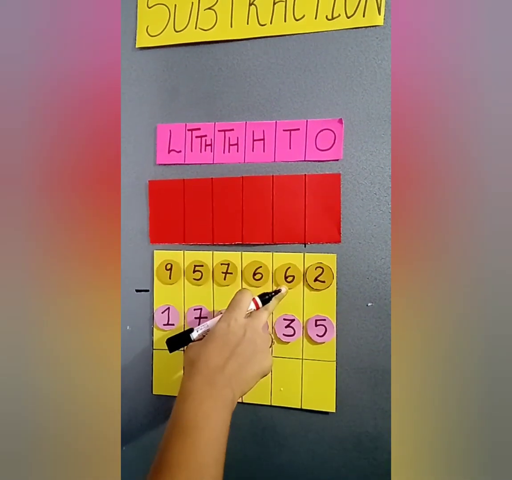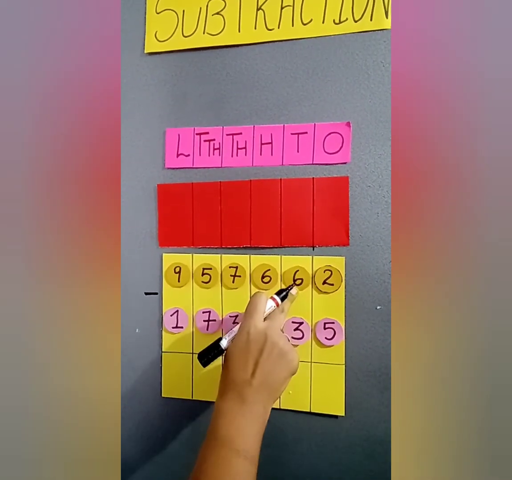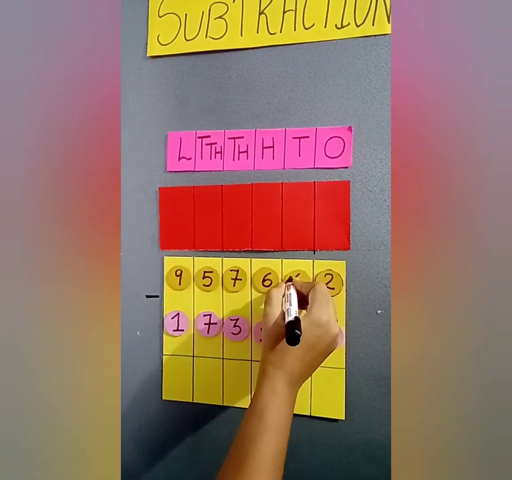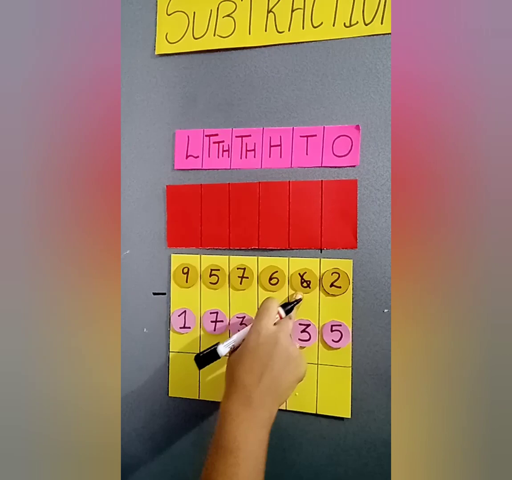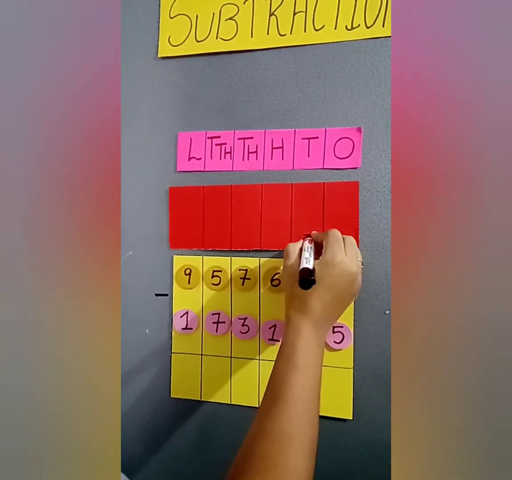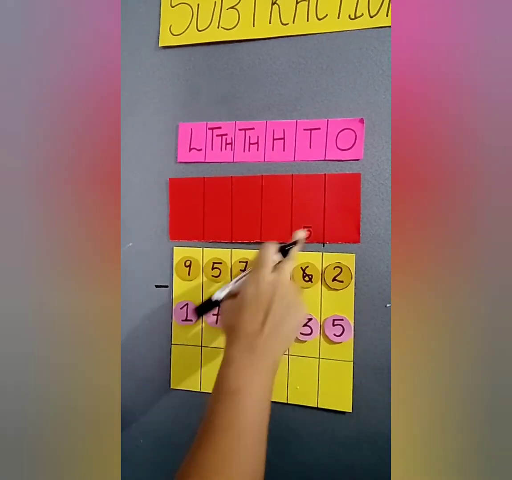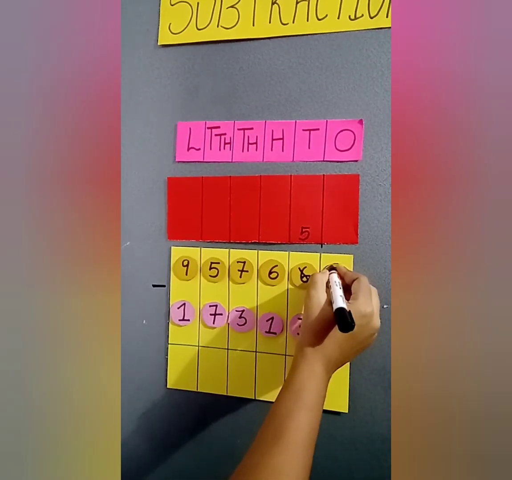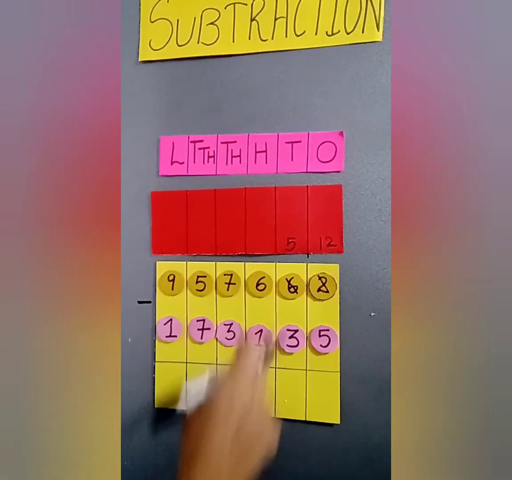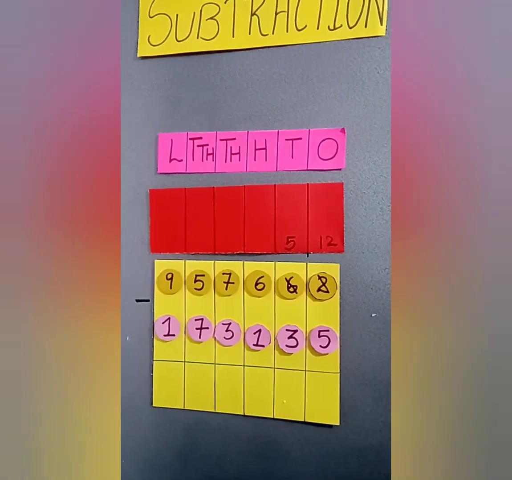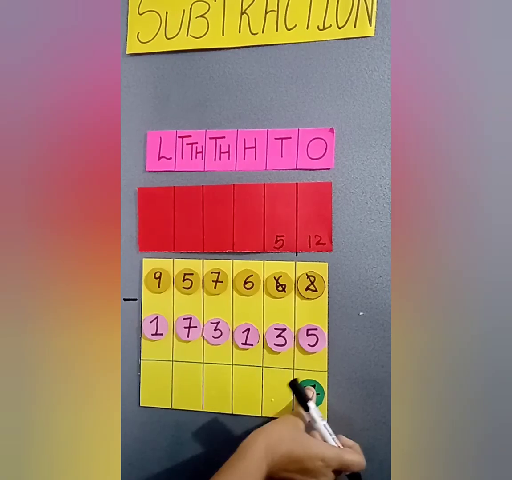So in tens place we have 6 tens. What are we going to do? We'll take 1 tens from the 6 tens. So we'll cut and write how much is left now after taking 1 tens. Left is 5 tens. So here we have taken 1 tens, that will become 12 ones. Now 12 minus 5, 7.